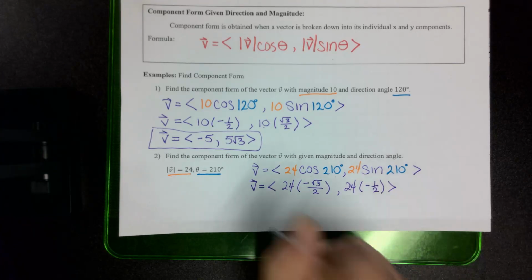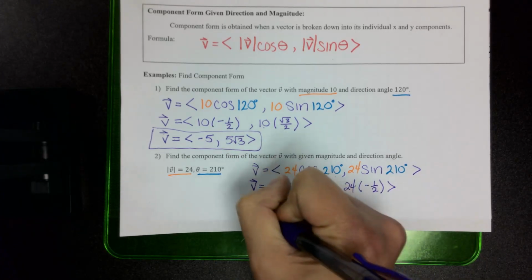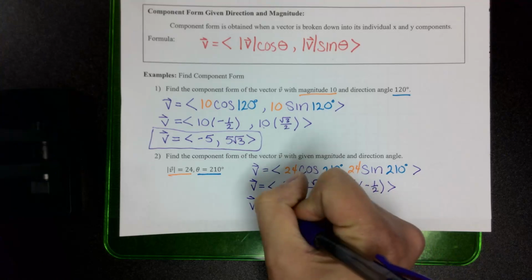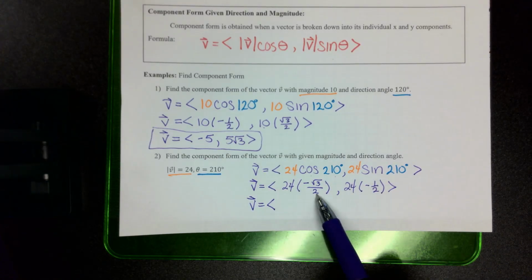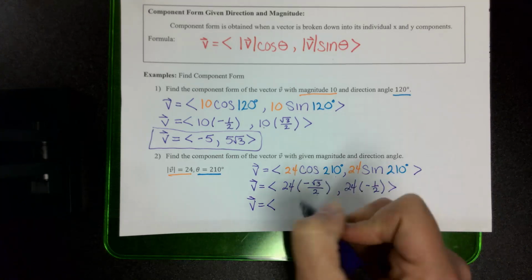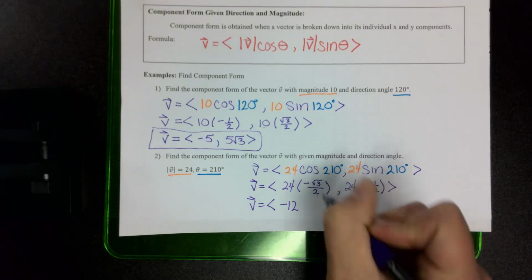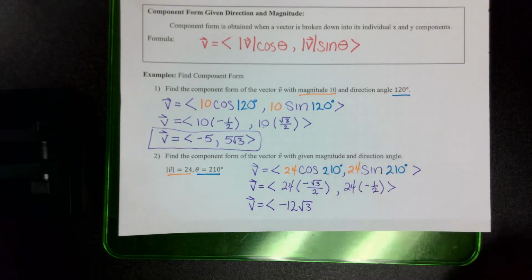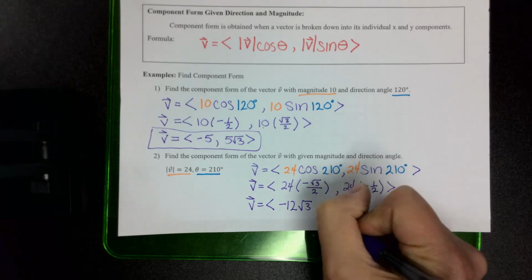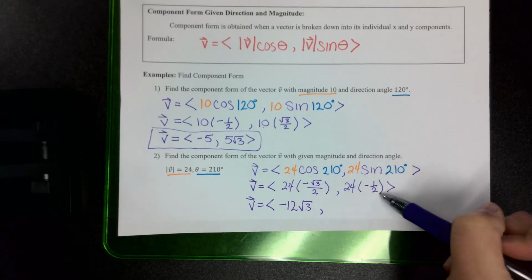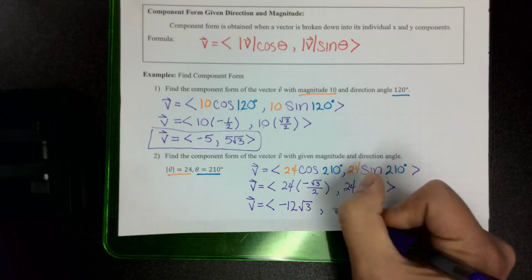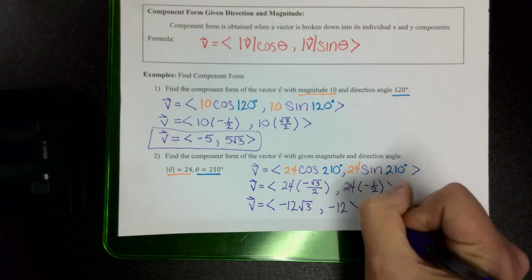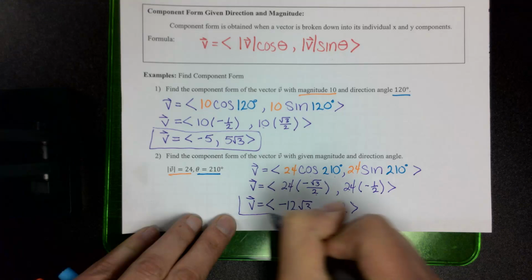All right, so now we're just going to simplify this one more time. Vector v equals the components. 24 divided by 2, that's 12, and it's negative. So negative 12, and there's a square root 3 there, negative 12 square root 3. Parentheses, again, 24 divided by 2 gives me 12, and here I have times negative 1, so negative 12. And there it is. Not too bad.